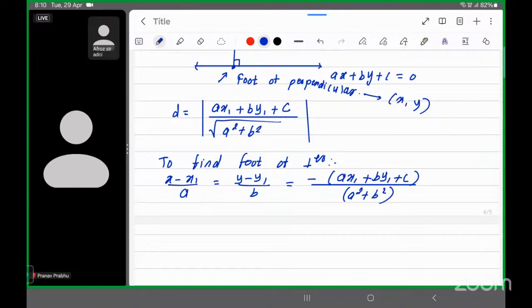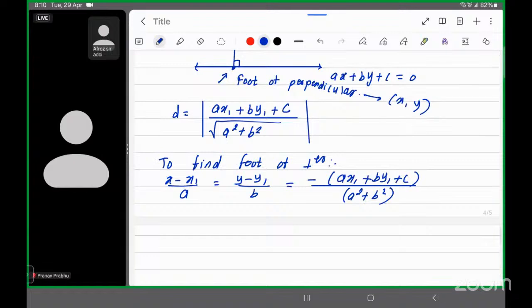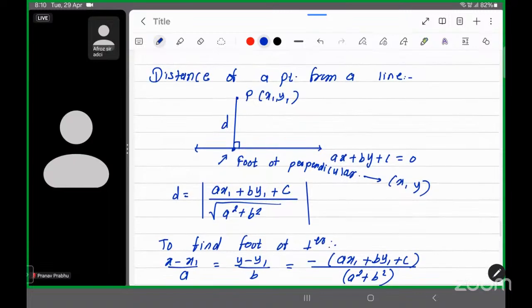to find the foot of perpendicular of a point on a line. See here, I know the values of a, b, c. I know the values of x1, y1. I have to find the values of x and y. Those values of x and y are known as the foot of perpendicular.